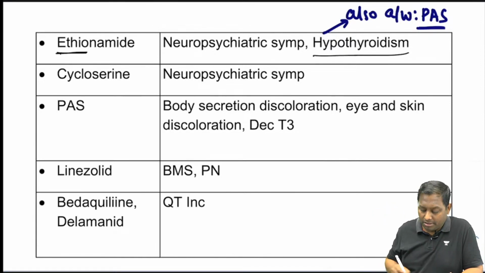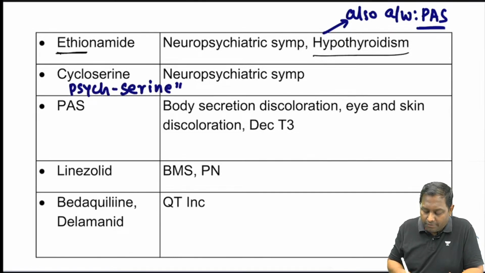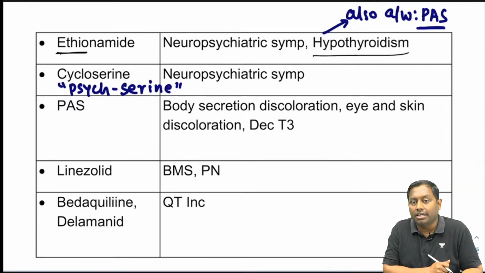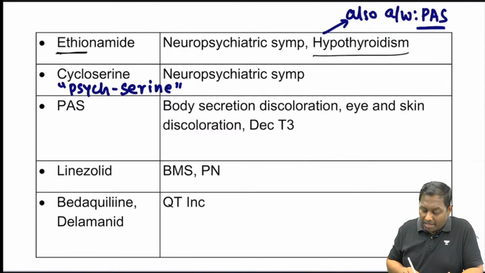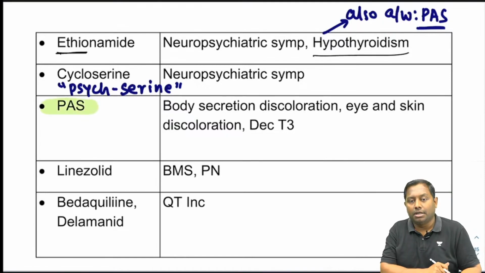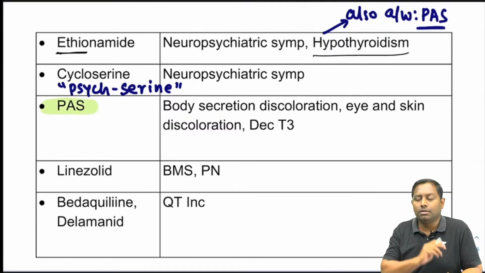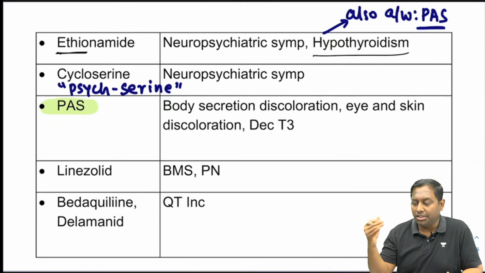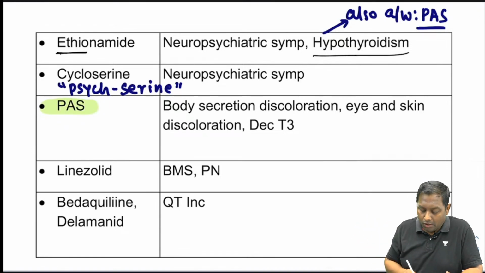Cycloserine: neuropsychiatric symptoms. So नाम में ही देखिए सब कुछ है जो आपको साइकेट्रिक बना दे. That is the kind of serine that we are talking about. Cycloserine, psychoserine, it will be making you psychiatric, neuropsychiatric symptoms. Para-aminosalicylic acid: body secretion discoloration. Now this question, whenever it is asked, the first option that students always look for is rifampicin. Imagine if rifampicin is not there, red orange urine discoloration, body secretion discoloration. If rifampicin is not there, don't be disheartened. Look for the para-aminosalicylic acid.